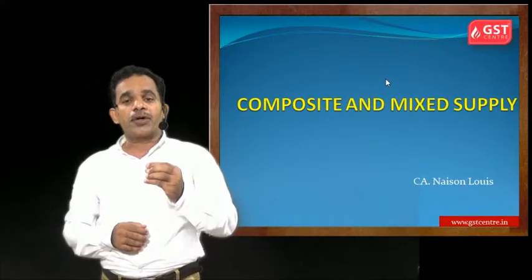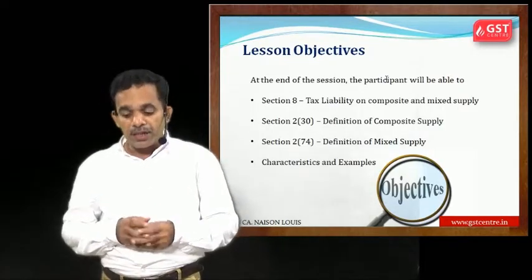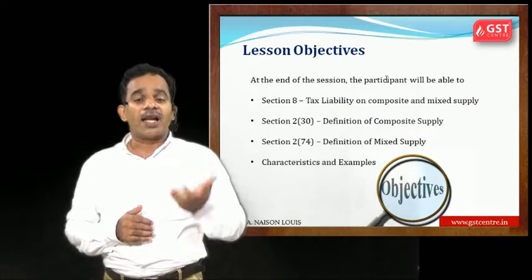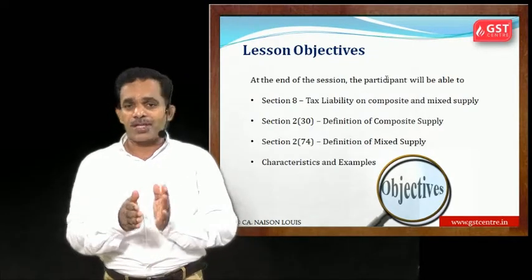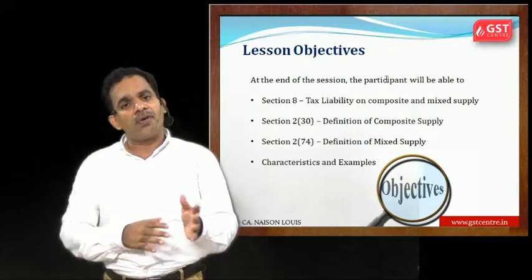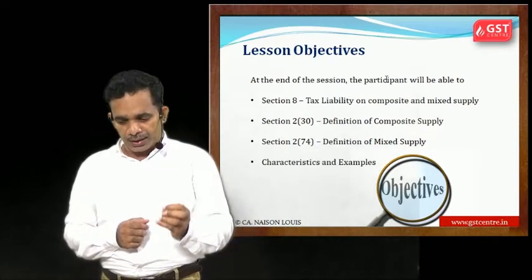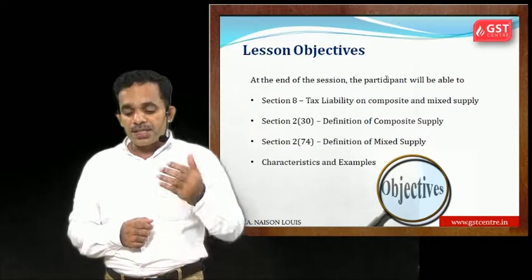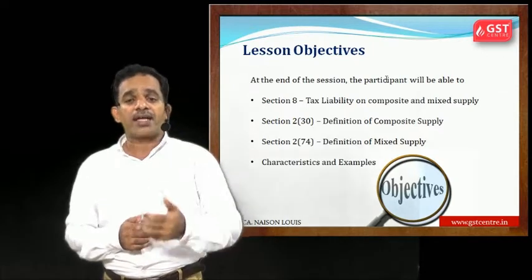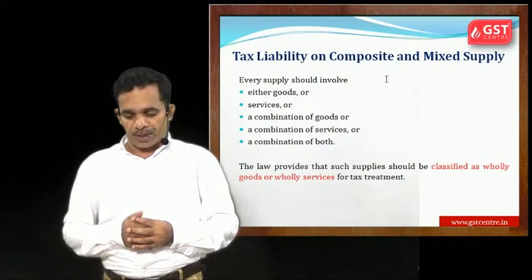In this chapter, we will learn about composite and mixed supply. The main objectives in this chapter are, we need to learn about section 8, that is tax liability on composite and mixed supply. In the earlier chapter, we had studied plain supply, composite and mixed supply. We glanced through it. So in this chapter, we will differentiate between composite and mixed supply, as well as we will learn about section 2 subsection 30, definition of composite supply. Then section 2 subsection 74, that is definition of mixed supply, and characteristics and examples for this also. So tax liability on composite and mixed supply.